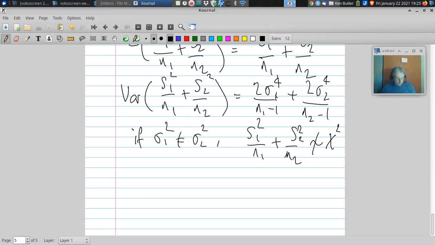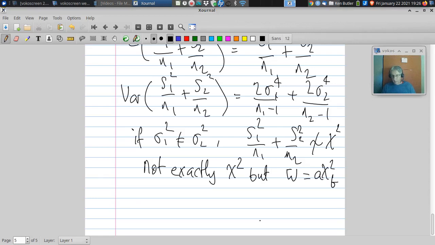So not exactly chi-squared. But what we're going to do is pretend it's of the form, I'll call this W, equals A times a chi-squared with B degrees of freedom. We're going to pretend it's this. So if this is what it was, then the mean of W will be A times B, and the variance of W will be 2A squared times B.